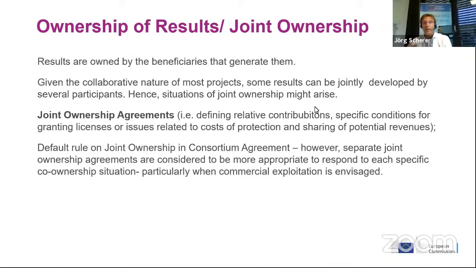But given the collaborative nature of the projects, the situation might come up that we talk about joint ownership. And then, of course, there is a default rule in the consortium agreement which already specifies how to deal with joint ownership issues. But whenever you see that the ownership or joint ownership may also go into commercial aspects, then you are highly recommended, and really asked, to design a joint ownership agreement among the joint owners of the knowledge created in the project. So ownership issues are really important, and joint ownership needs to be ruled.